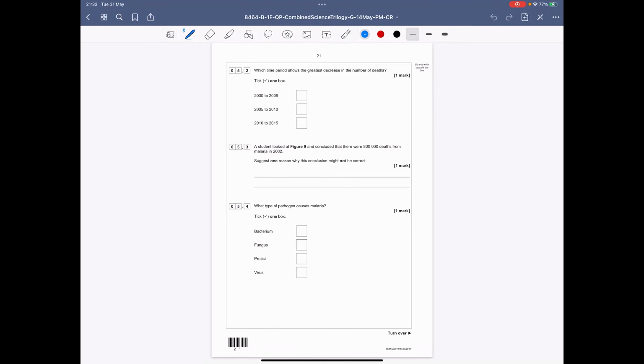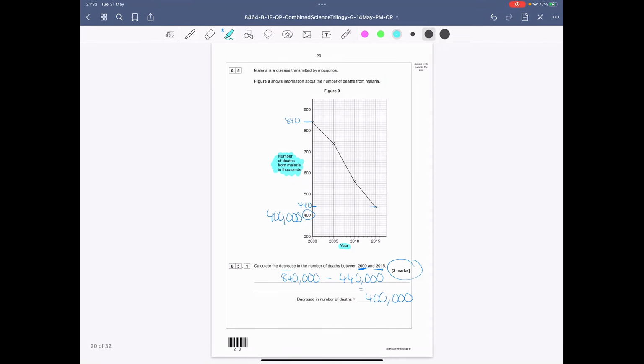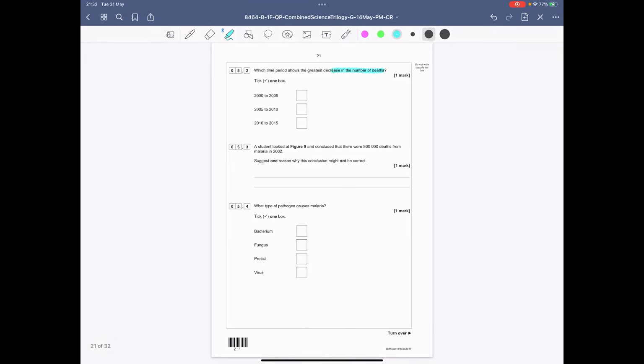Okay, so question 5.2 then. Which time period shows the greatest decrease in the number of deaths? Well, if we go back to our graph, which 5-year period shows the greatest decrease? Well, it would be the part of the line where it goes down steeper, so it would be between 2005 and 2010.